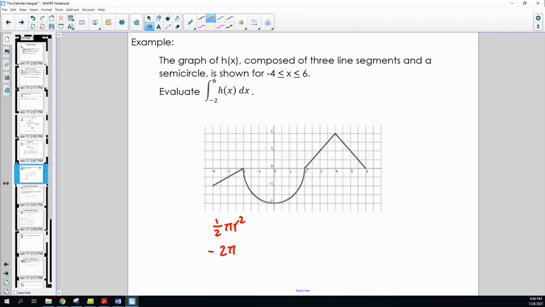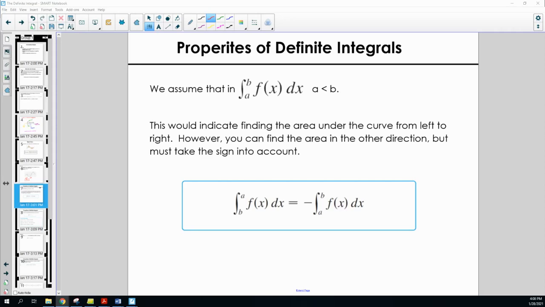And we can see that the base is going from 2 to 6, so the base is 4. The height is 2. So 1/2, right, this over here, 1/2 base times height. So we're going to do 1/2 times 4 times 2, and that's going to give me 4. And I'm going to put a positive because it's above the x-axis. So my area under the curve, or the integral from -2 to 6 of h of x dx, is -2π + 4. So now we're going to look at the properties of definite integrals.